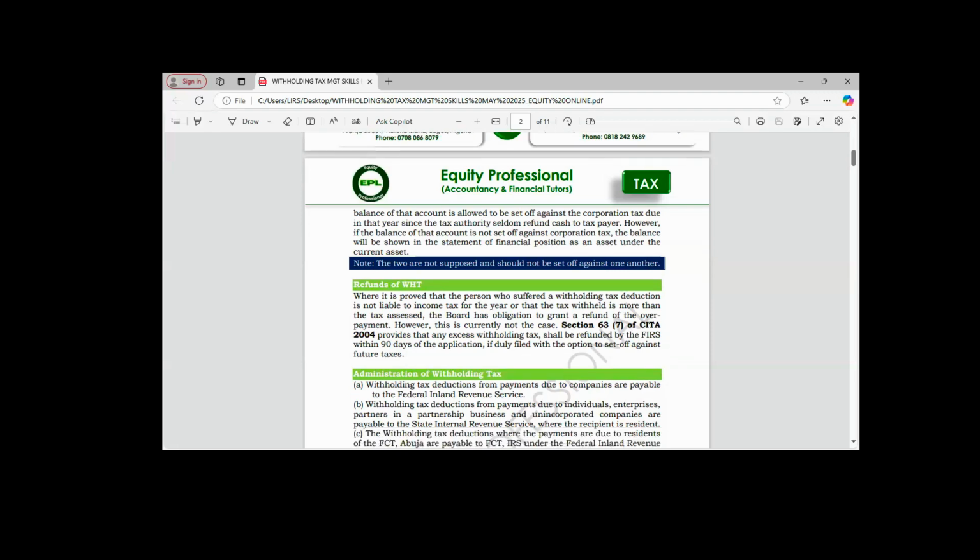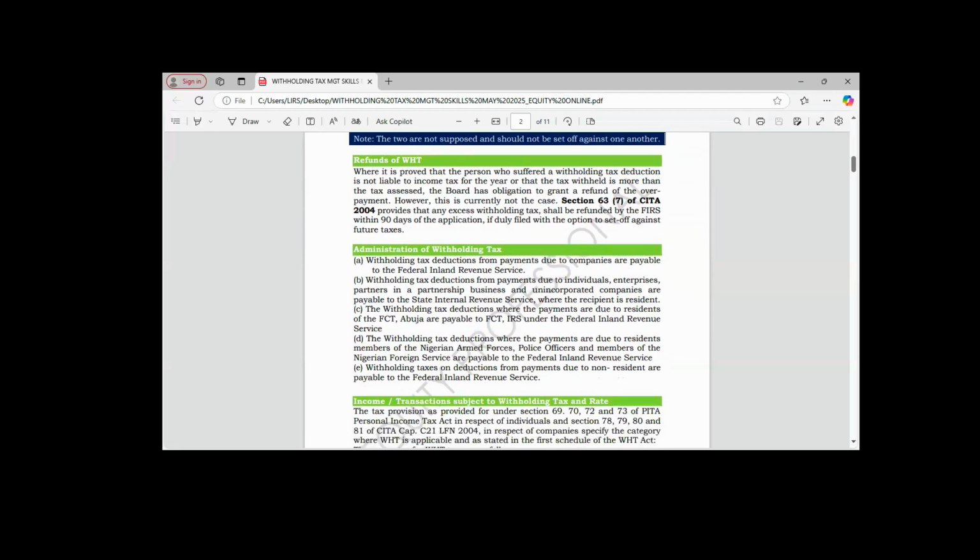So if I have deducted, assuming I am an agent now, I have deducted withholding tax, and we have various tax authorities: the state internal revenue, the federal inland revenue, the local government revenue committee, the joint tax board. How do I know where to remit withholding tax to, according to law? For any payment where the recipient is a company, the withholding tax deducted is payable to the Federal Inland Revenue Service.